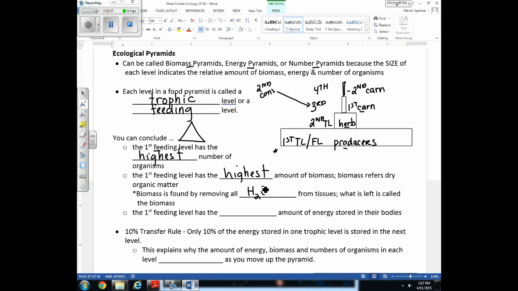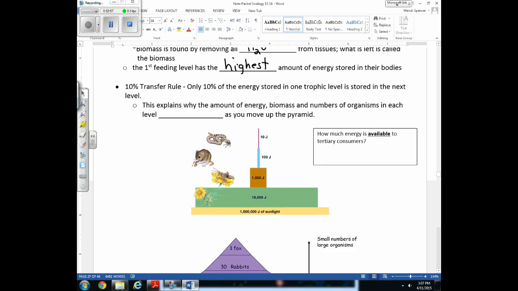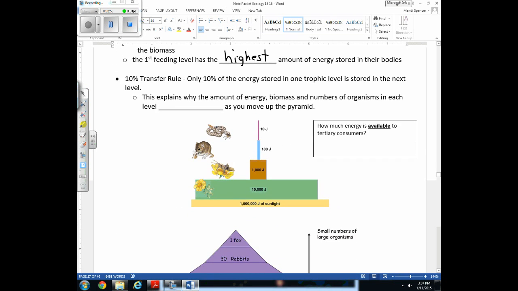And we can also conclude that the first feeding level has the highest amount of energy stored in their tissues. So if we could calculate the amount of calories that would be tied up in plants, it's going to be significantly higher than the energy, the calories that are stored in the bodies of the herbivores, and so on as you move up that energy pyramid.